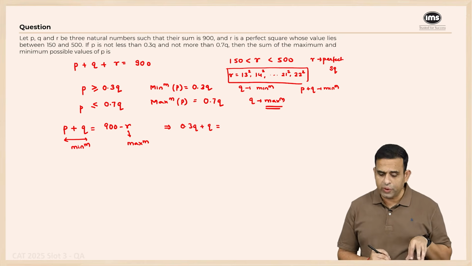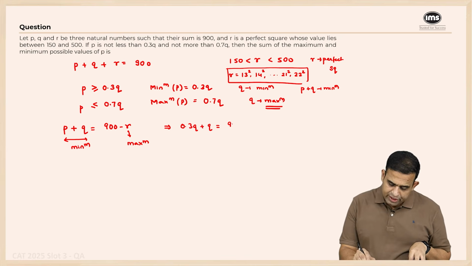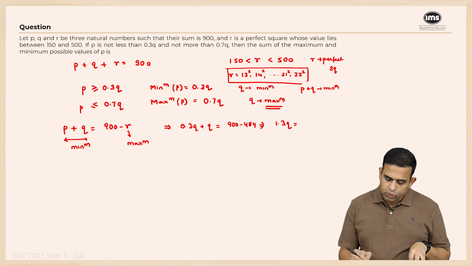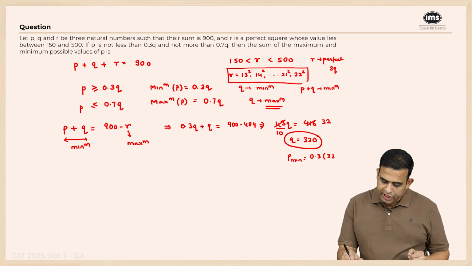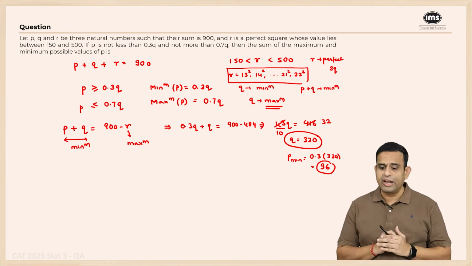R has to be a perfect square less than 500. So it must be 900 minus 484. And that will give you 1.3q equal to 416. 13 3s are 39, 26, 2 times. So the smallest value of q will become equal to 320. And that means if I look at the value of p minimum, which has to be 30% of this number, 0.3 times 320 gives you 96. So we got the lowest value of p as 96.